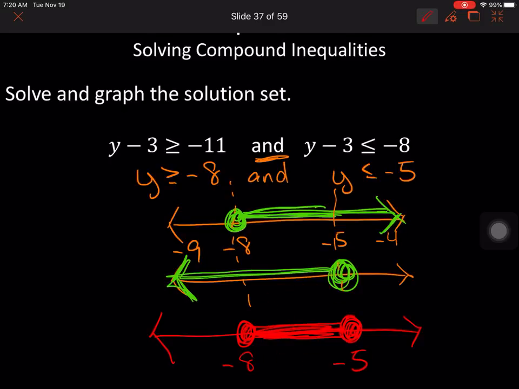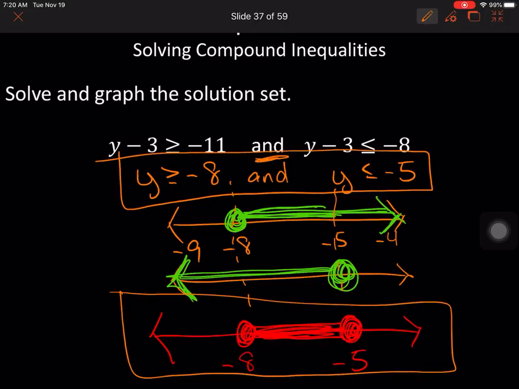Now to write this in actual solution form, let's go ahead and pull everything off the number line. Actually, for now, let's just leave it here. For this one, we can leave that is our solution, and this is our graph.